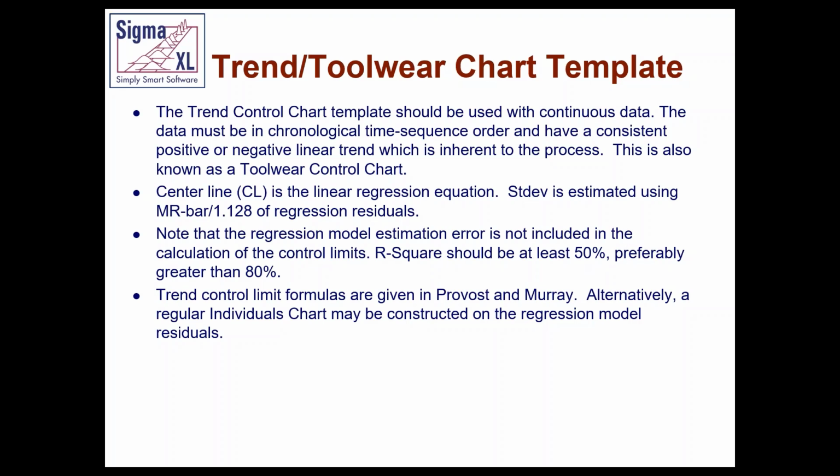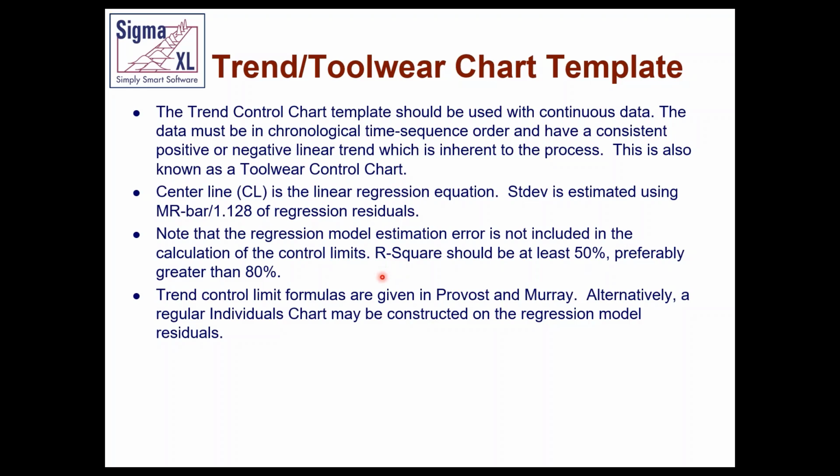Next, we're going to look at the trend, also known as toolware chart. The center line for this chart is a linear regression equation. So basically what you have is a positive or linear trend that is inherent to the process. And what we do is we do a regression equation and then build the upper and lower control limit to track the linear regression equation.